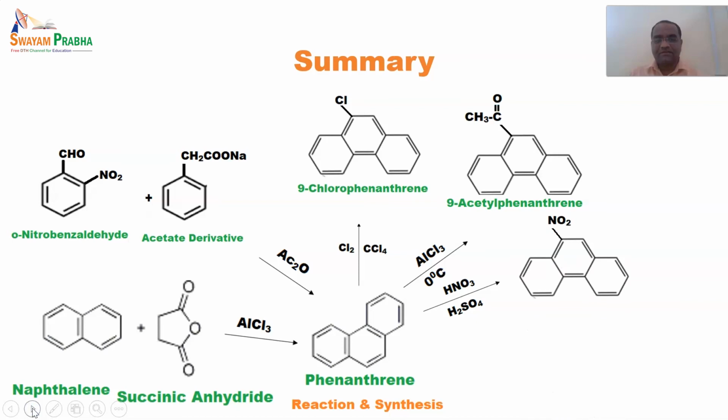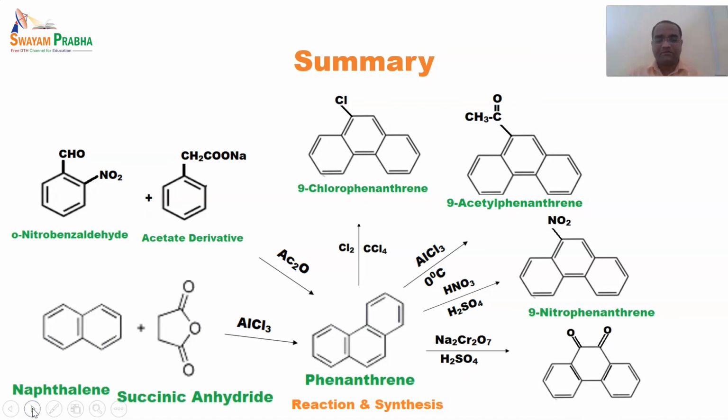After that, nitration, so in a similar way in case of nitration also we get a product at the 9th position, that is 9-nitrophenanthrene. And after that, oxidation with sodium chromate gives 9,10-phenanthrequinone in presence of H2SO4.